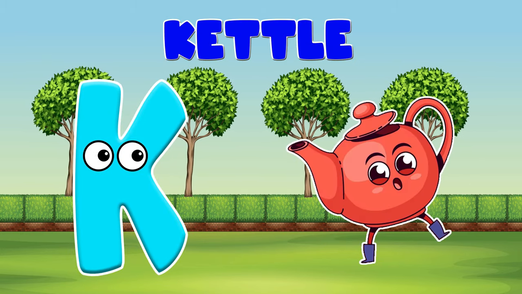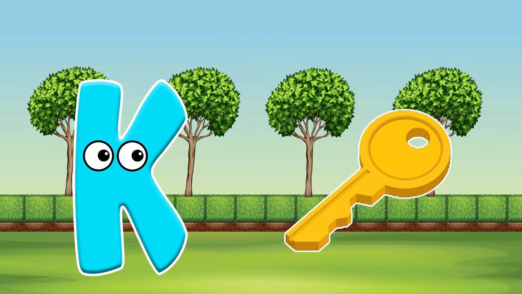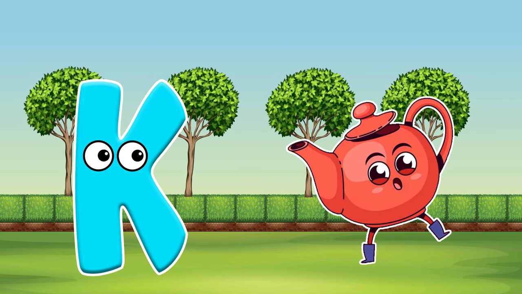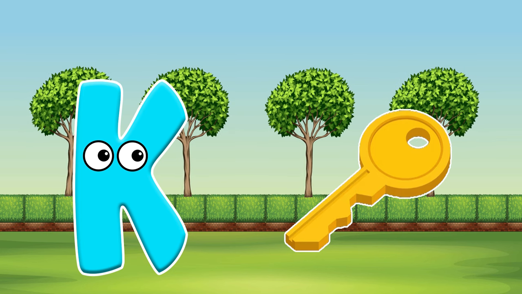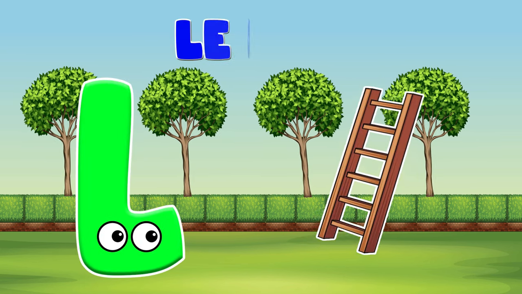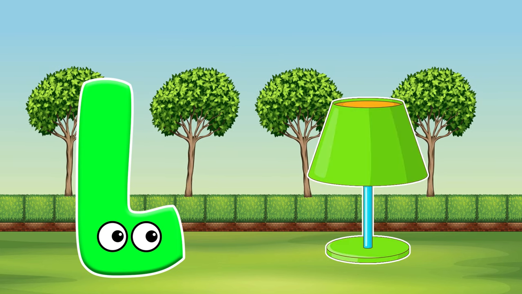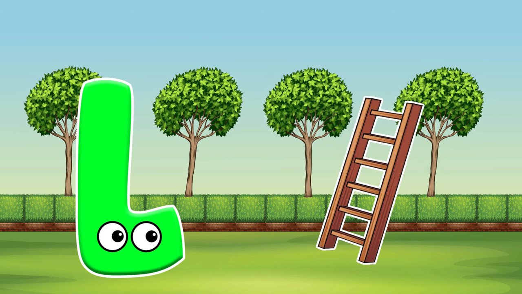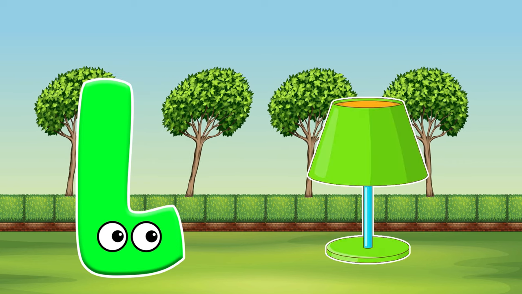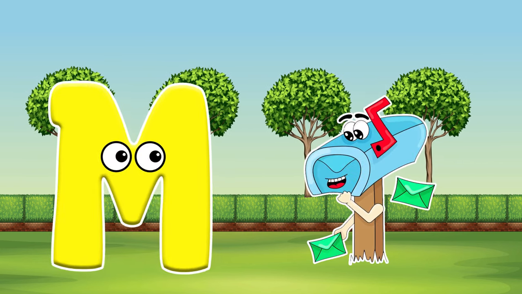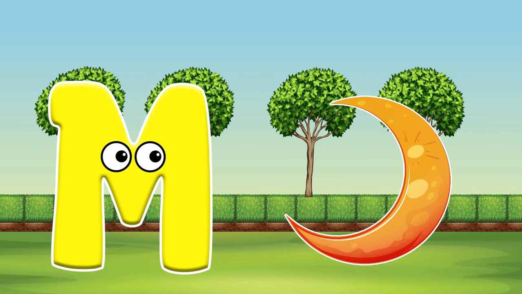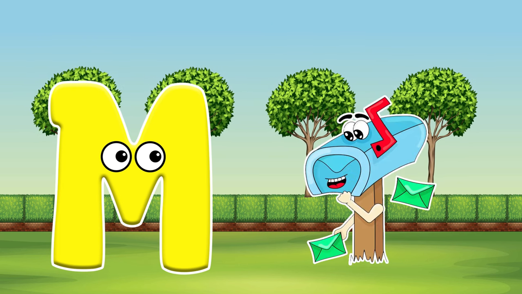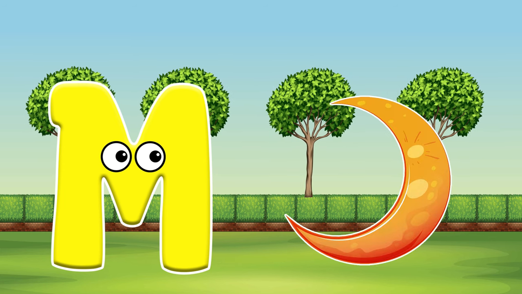K, k, kettle. K is for key, k, k, key. L is for ladder, l, l, ladder. L is for lamp, l, l, lamp. M is for mailbox, m, m, mailbox. M is for moon, m, m, moon.